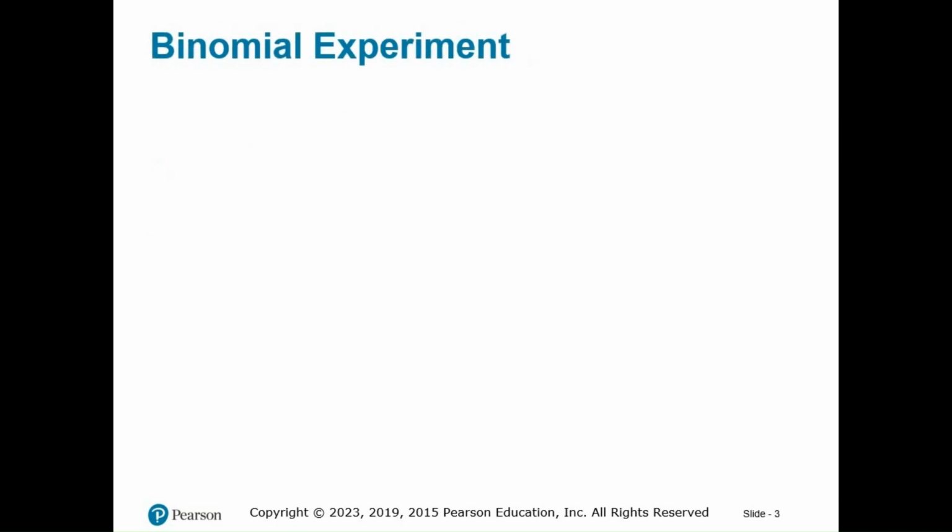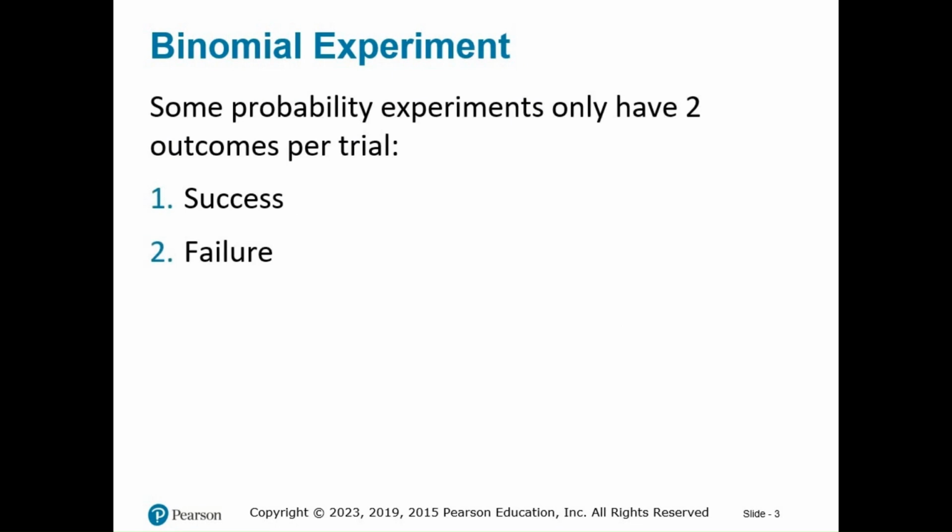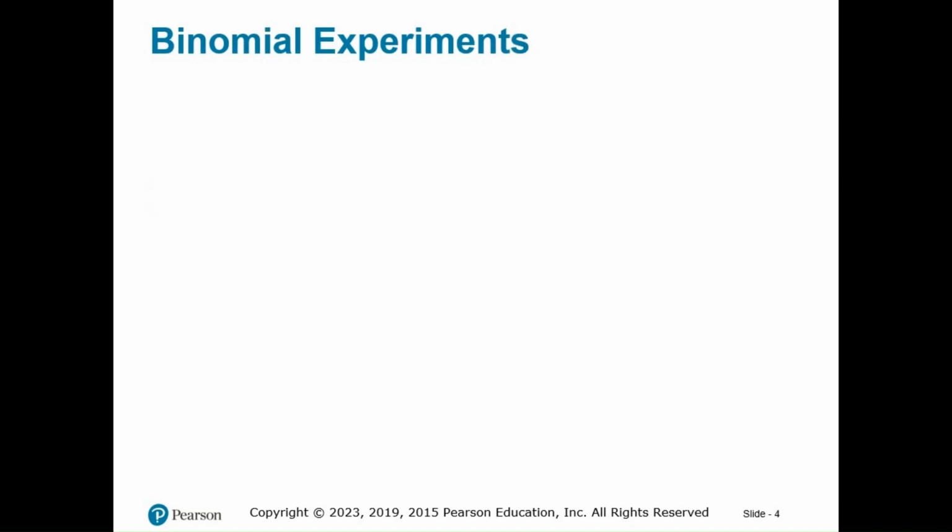So some probability experiments only have exactly two outcomes per trial, a success or a failure. For example, when a basketball player makes a free throw, either they make the basket or they don't. There's no in between. So these success-failure probability experiments are called binomial experiments. The prefix, of course, meaning two for exactly two outcomes. So binomial experiments satisfy four very specific conditions.